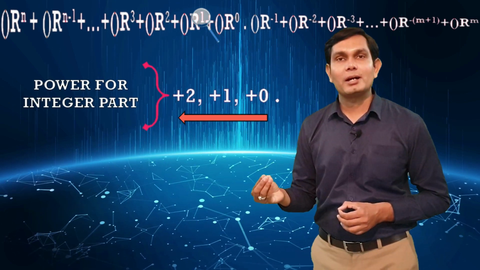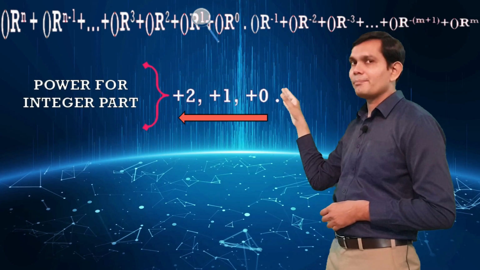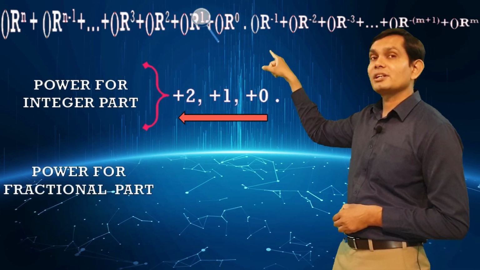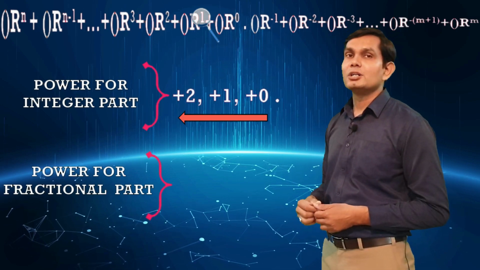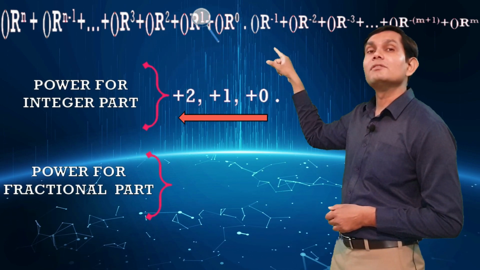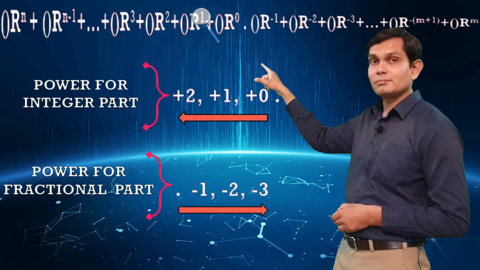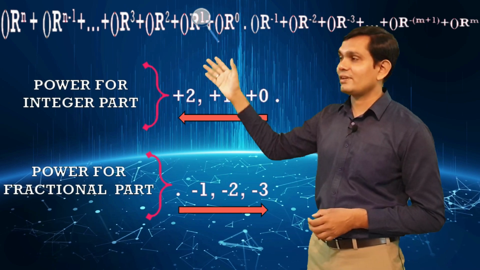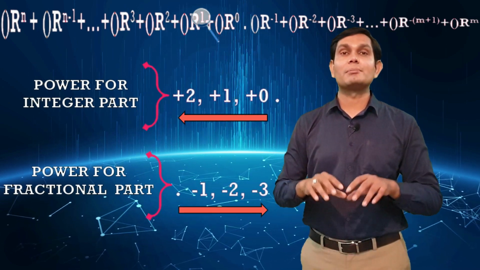But a very important part is here, the next part, the fractional part. You can see in the fractional part there is a power in the form of inverse, right? So we can write here the inverse form of the power: -1, -2, -3 and so on. So this way we can represent the number systems according to the different categories of digital number system.